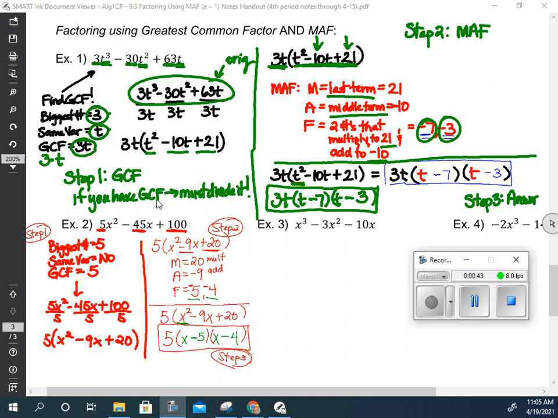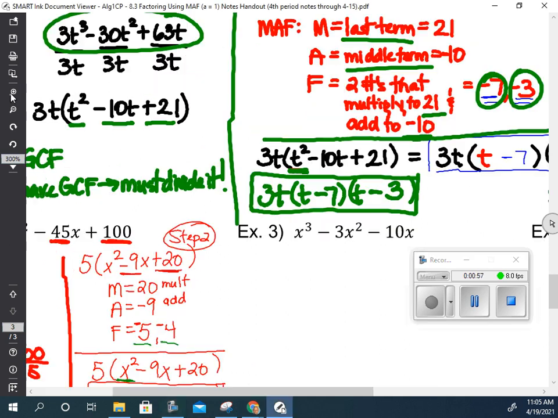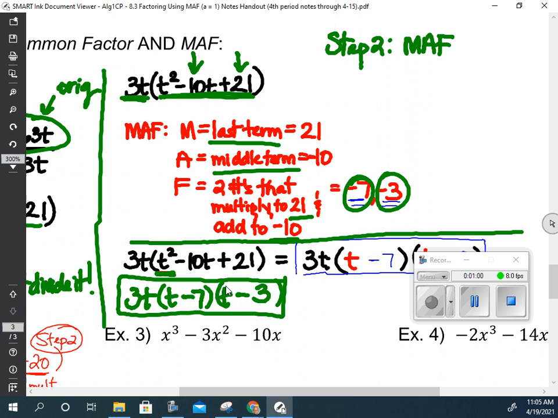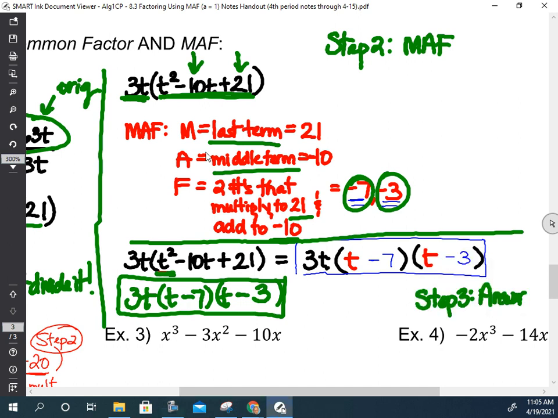If you have a greatest common factor, you must take it out. You must divide it out. So if you divide it out, t squared minus 10t plus 21 goes in the parentheses. 3t goes outside. So let me blow this up just for people to see it. The 3t on the outside, you don't touch anymore. It's done. Inside the parentheses is where you work.